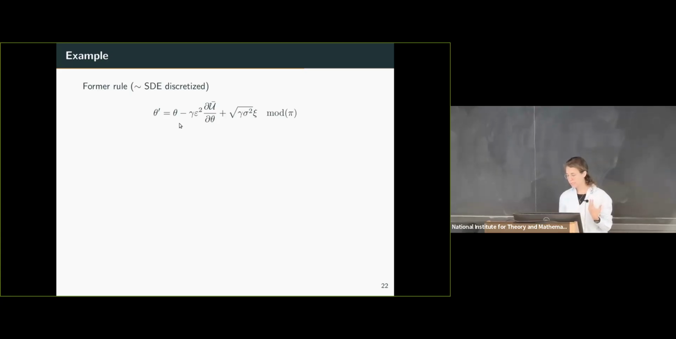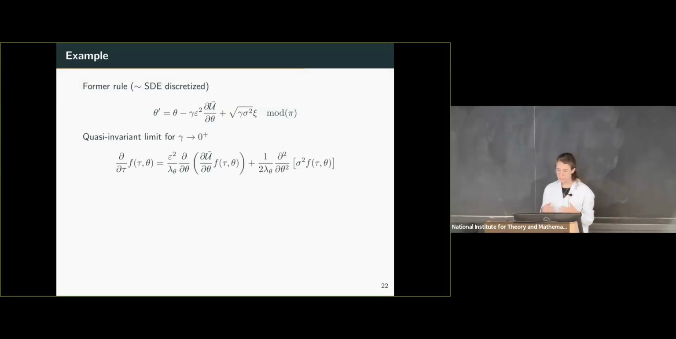So we can express this interaction rule, which is a discretized version of our SDE. Here we have this small gamma parameter, which is, if you want, the small time step. If we perform the quasi-invariant limit, then we obtain the same Fokker-Planck equation as before. So we are happy, but not happy enough. We want to consider other rules.